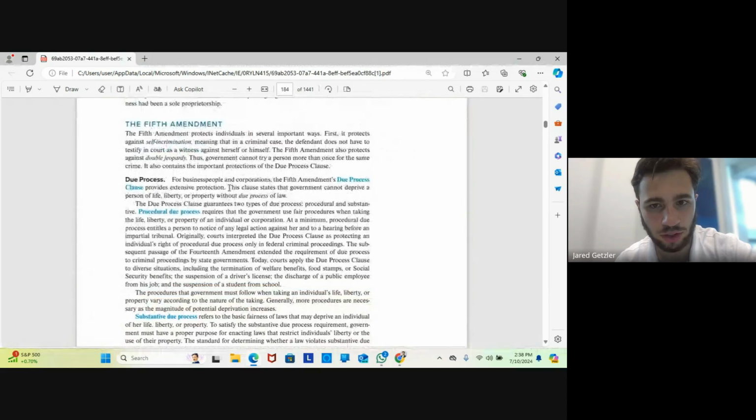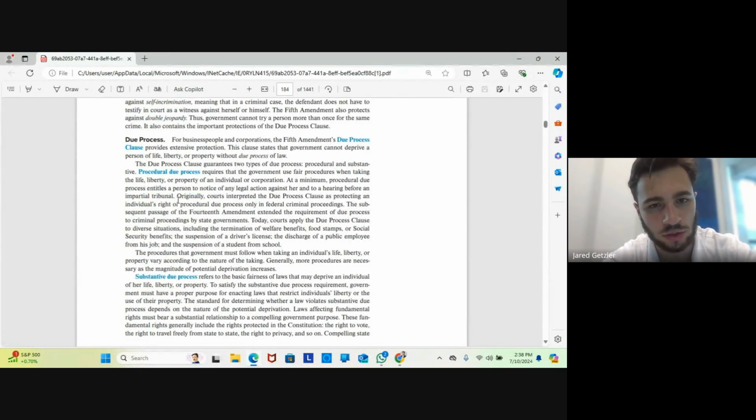Going down, we also have the due process clause. So this entitles everybody to a fair trial, meaning that no one can be deprived of life, liberty, or property. So no one can have their home foreclosed. No one can go to prison without due process. That goes into procedural due process, which means that the government has to have a fair trial, fair procedure, in order to take life, liberty, or property from an individual or corporation. There must be a reason to do it, and they must go through a legal process.